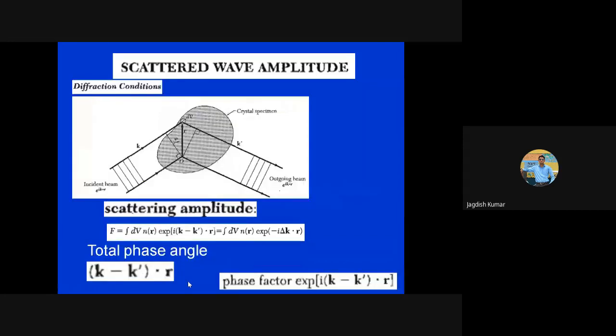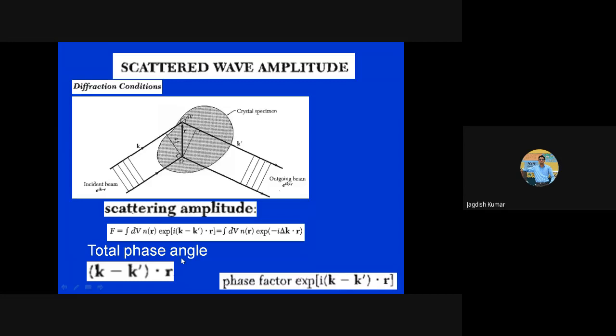Let us try to pay attention to this figure. I've not done it in detail, so you will need a little intuition, or a notebook will be very helpful. Try to do as I am telling you now. So what is the total phase angle? First, we will realize that we want to find out the total phase difference between this incident and this scattered beam.